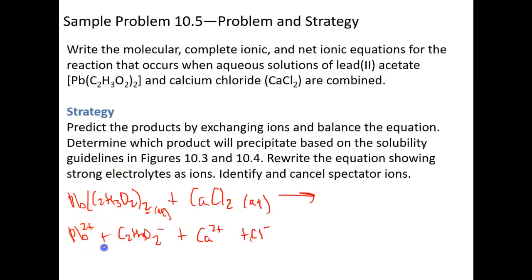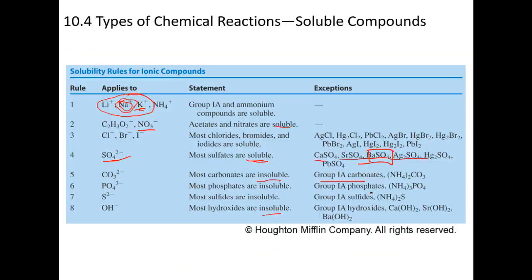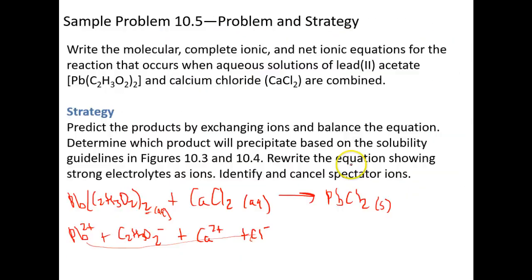So your lead now is going to pair up with your chlorine and get PbCl2. All right? And this is going to be a solid. How do I know? Go back to the solubility chart. Again, lead chloride is one of the exceptions. Plus, you're now going to have, looks like calcium acetate, Ca(C2H3O2)2, and that's going to be 2 of them, and that is going to be aqueous, because all acetates are aqueous.